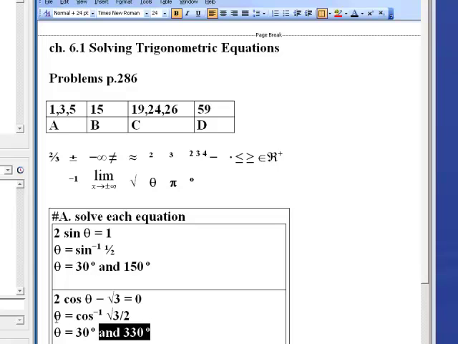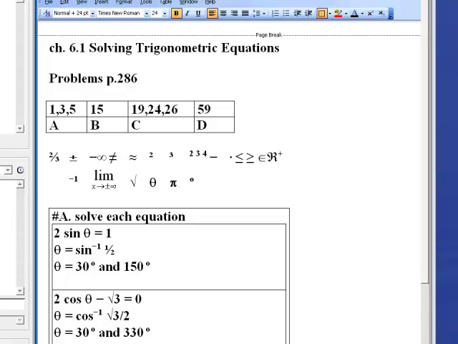And the third one is going to be 2 tangent plus 2. So we get the 2 to the other side. Let me just get rid of this here. Negative 2 to the other, we subtract 2, divide by 2, so we come up with tangent theta equals negative 1, or theta equals inverse tangent of negative 1.